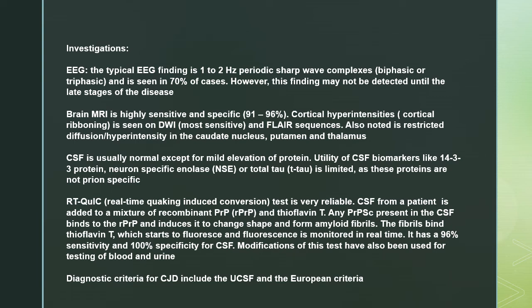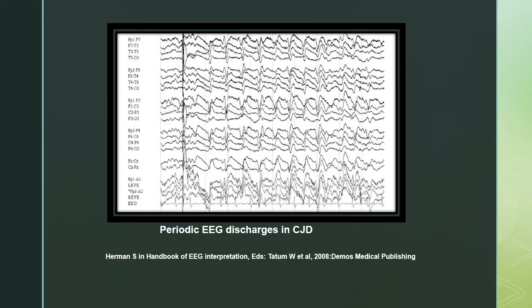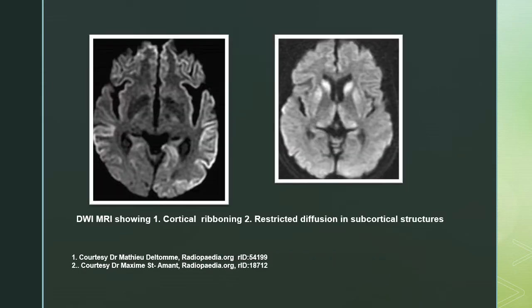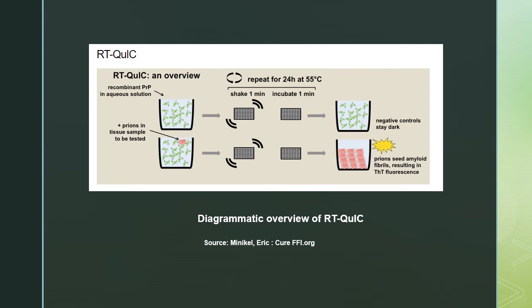Diagnostic criteria for CJD include the UCSF and European criteria. This is an EEG showing periodic discharges in CJD. This is a diffusion-weighted MRI showing cortical ribboning and restricted diffusion in subcortical structures. This is a slide showing a diagrammatic overview of the RT-QuIC test.